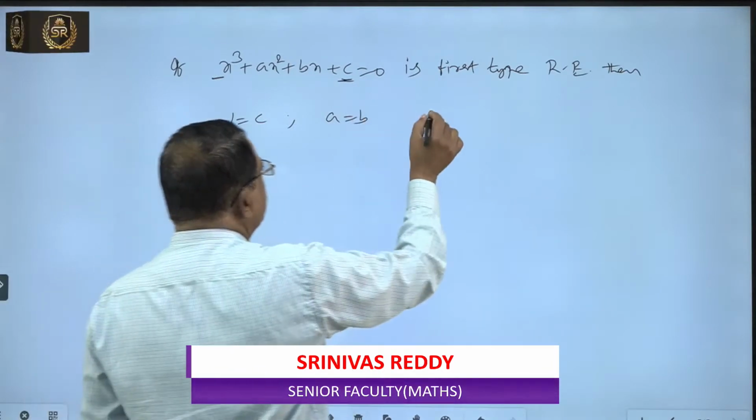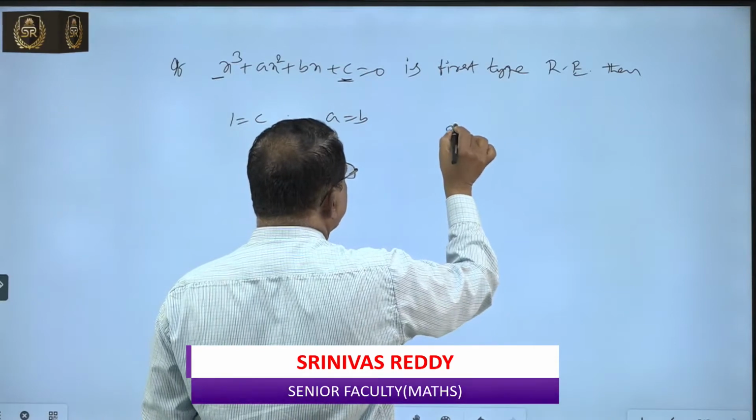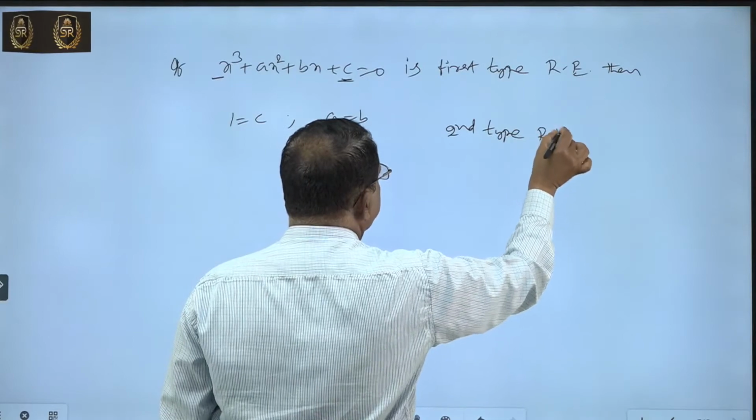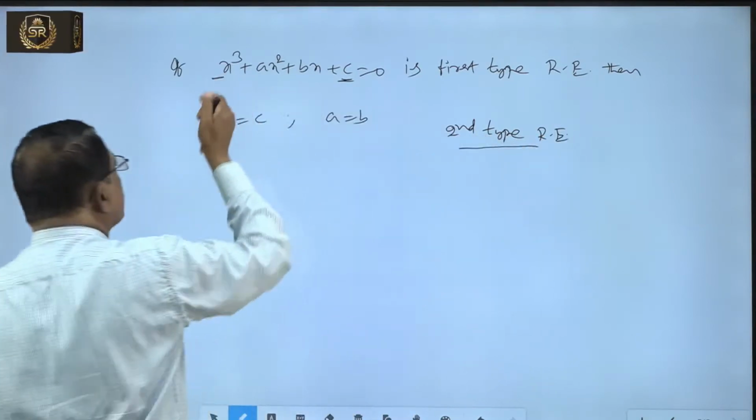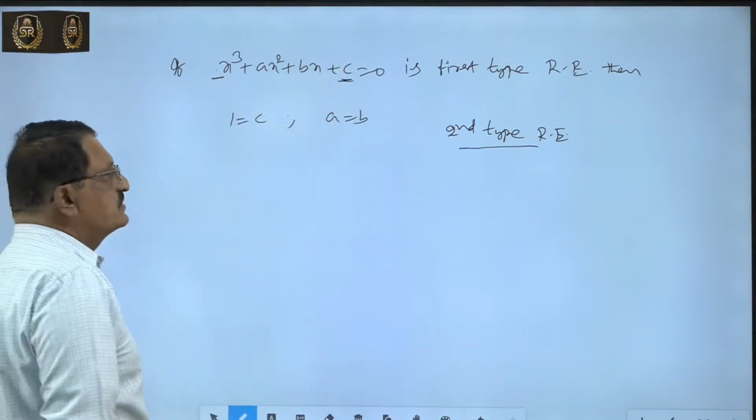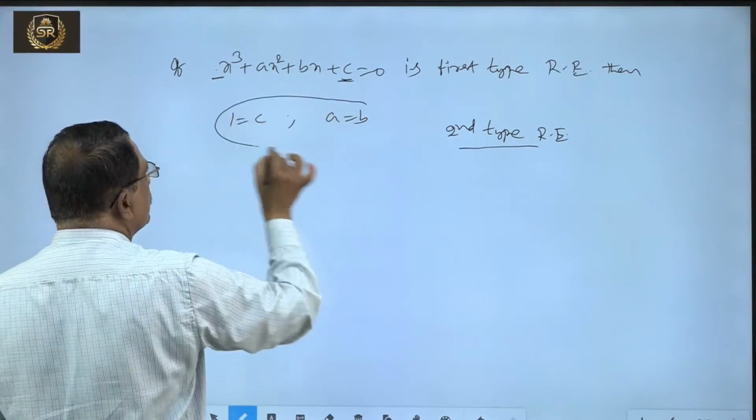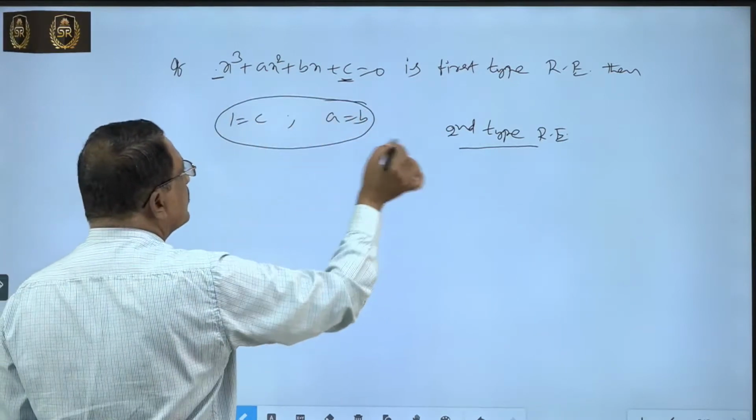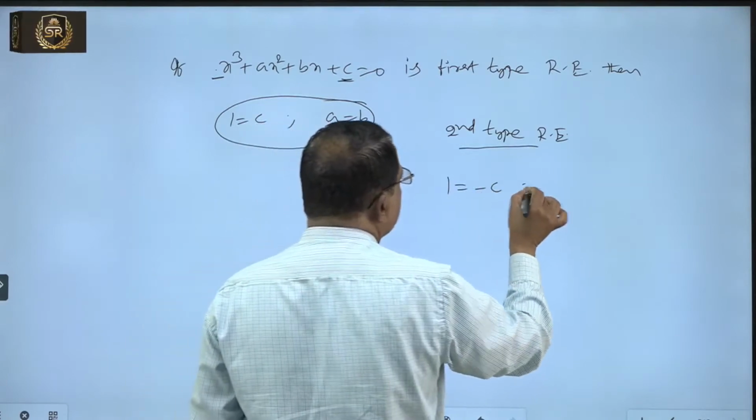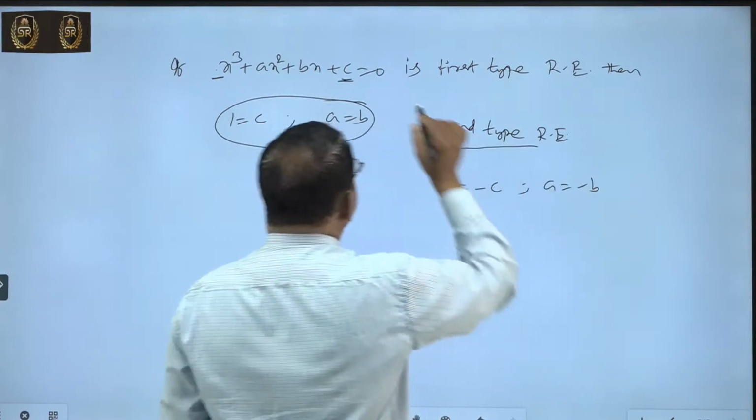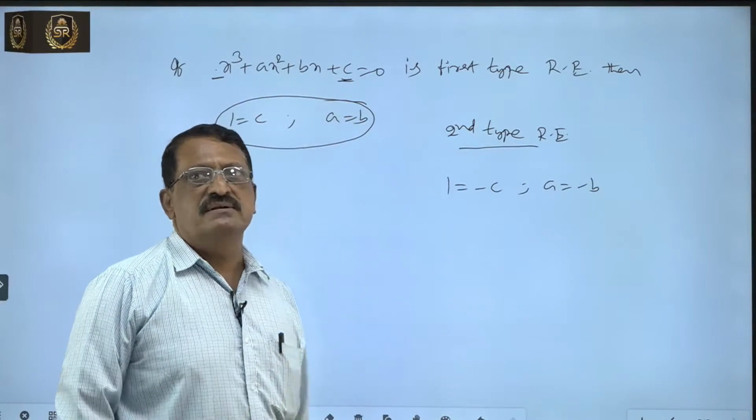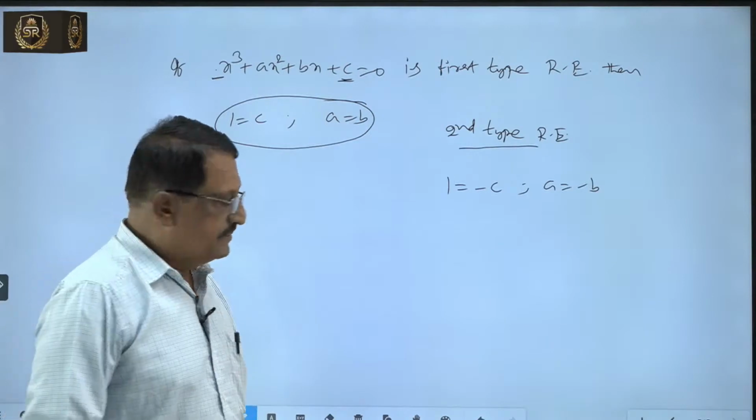If it is a second type reciprocal equation, then compulsorily the coefficient of x cube equals minus the constant term. That is for first type. If it is second type reciprocal equation, 1 equals minus c and a equals minus b. It is a second type reciprocal equation.